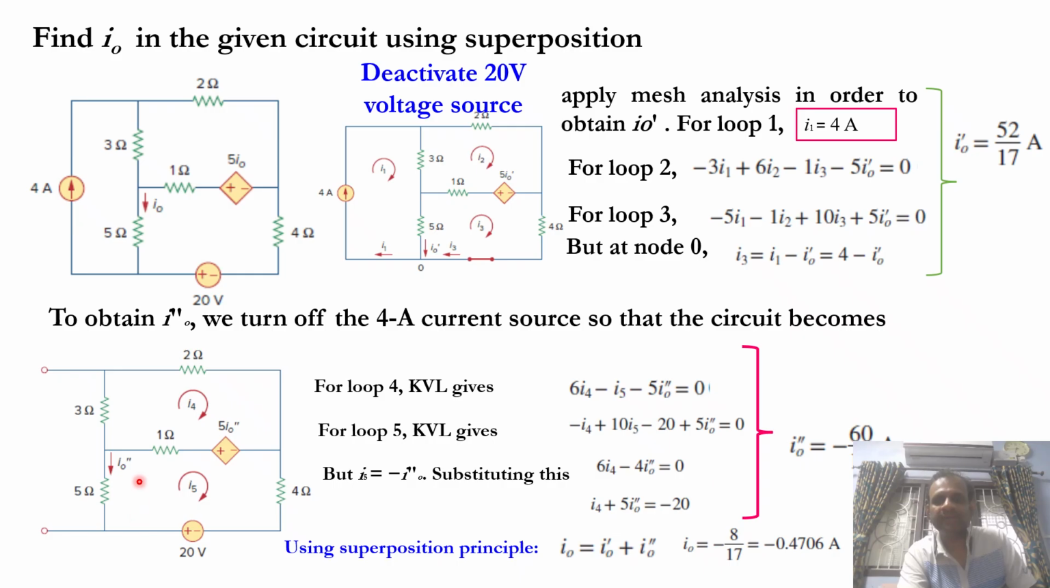Okay. So what is I naught double dash? I naught double dash is nothing but it is I5. So what remains? I4 and I naught remain. Two equations you can solve and get minus 60 by 17. So adding both you will get 8 by 17. So that is 0.4706 ampere, with the negative sign indicating the direction of the current is opposite. It is not downwards but it is upwards.